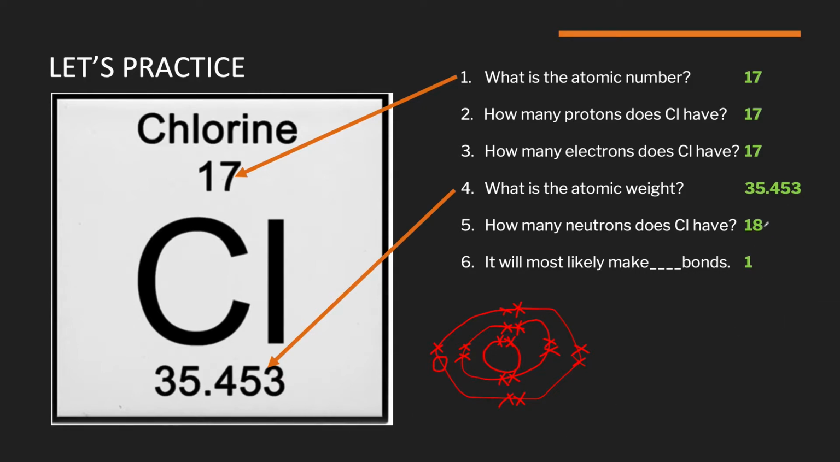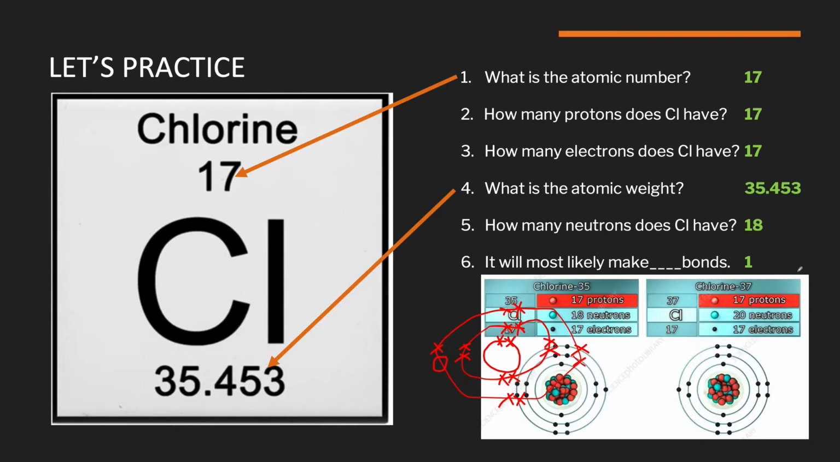Okay, and 18 neutrons is probably a good guess, but again, you can have isotopes, right? So chlorine 35 is the normal one, that has 18 neutrons, but you can also have up to 20 neutrons and have chlorine 37, for example.